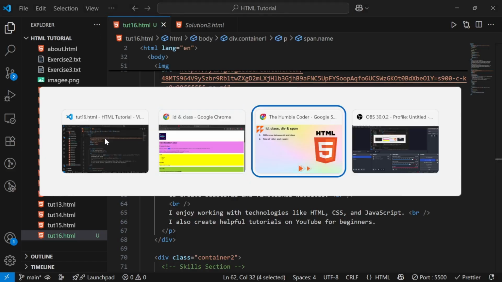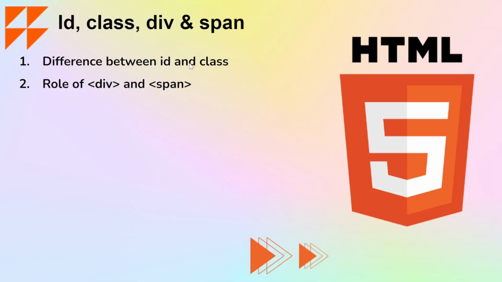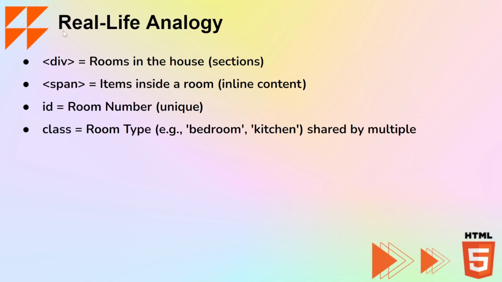So guys, I hope now you have understood what is the difference between IDs and classes. IDs are unique and classes are used to give styling to the multiple different sections. Okay, in the same way we have also understood what is div. Basically if you have to write a code inside a container, you can put that inside a div, and span is for inline part. Now let's understand all of this with a real life analogy so that all these things will fit in your head.